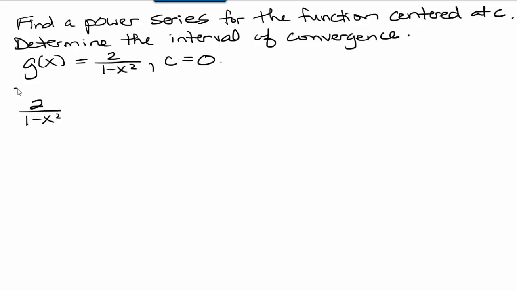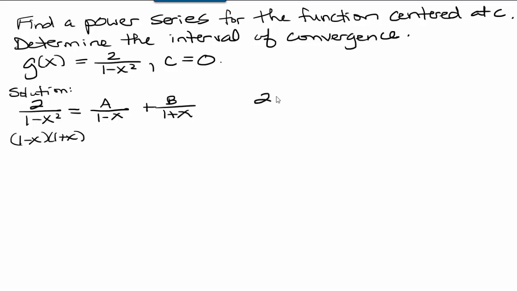x squared, this time with a different solution, and we're going to break it up. Remember, 1 minus x squared factors into 1 minus x times 1 plus x, which are both linear. So we're going to write this as a over 1 minus x plus b over 1 plus x. And so our characteristic equation is 2 equals a times 1 plus x plus b times 1 minus x.